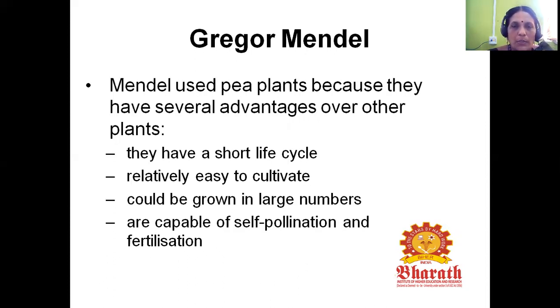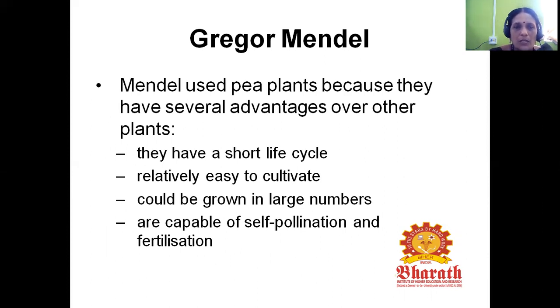So Mendel used pea plants because they have several advantages over other plants. They have a short life cycle, are relatively easy to cultivate, can be grown in large numbers, and are capable of self-pollination and fertilization.